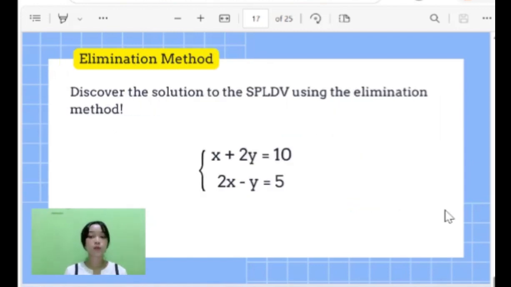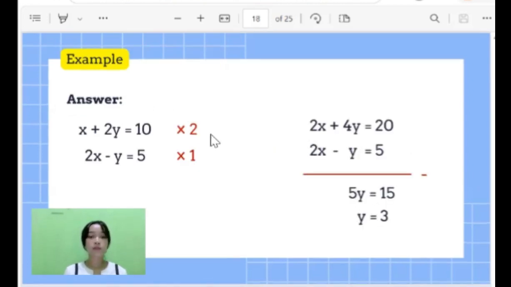In the elimination method, we eliminate one variable by making the coefficients equal. The idea of elimination is removing one variable. Now, I want to eliminate x first. To make the coefficients equal, we multiply the first equation by 2. So this is x plus 2y equals 10. We multiply by 2, and the result is 2x plus 4y equals 20. The second equation stays the same.